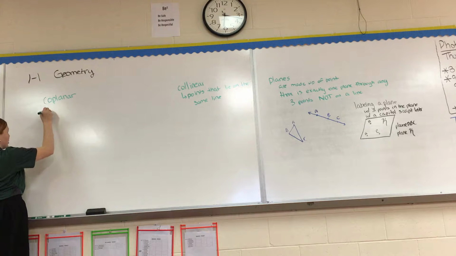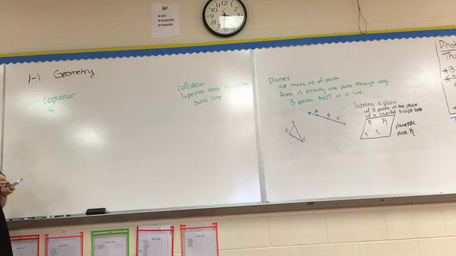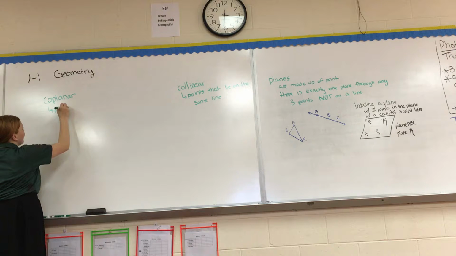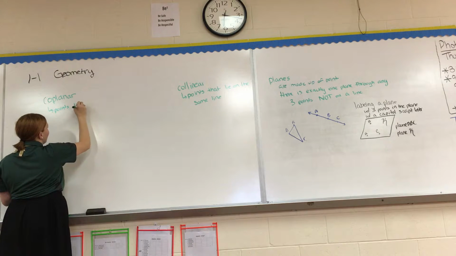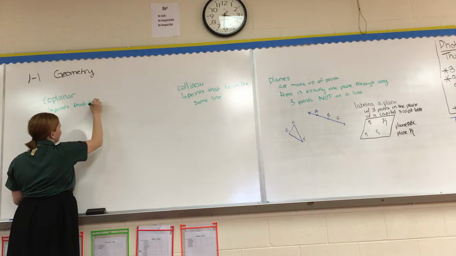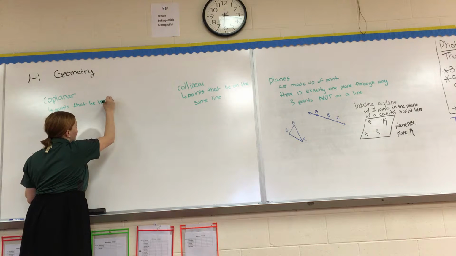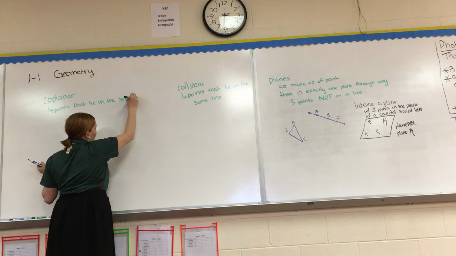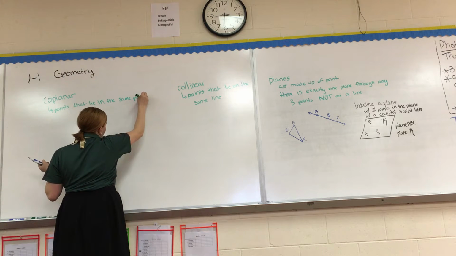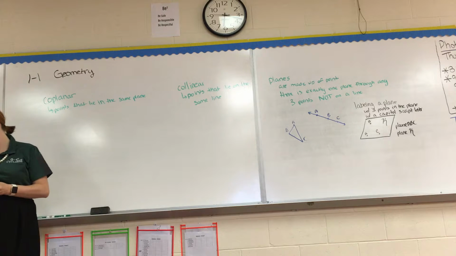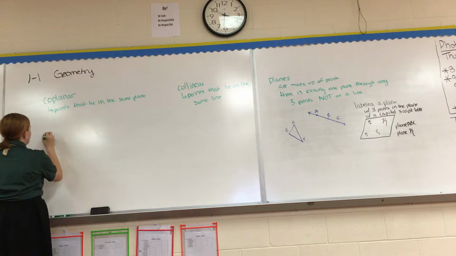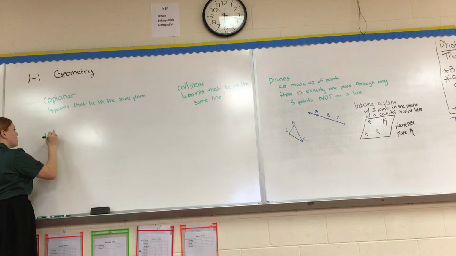Coplanar. I'm sure you guys can guess. It's very similar to collinear. It's points that lie in the same plane. Okay. We have one more definition. We are going to talk about intersections.